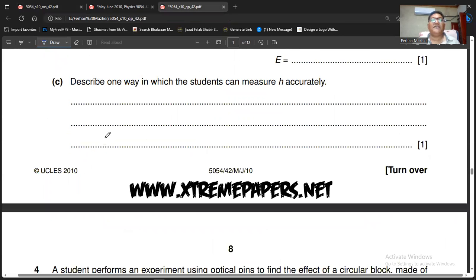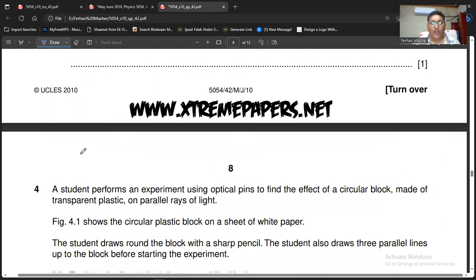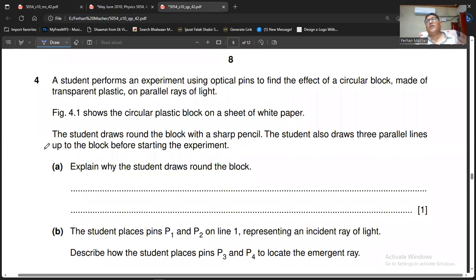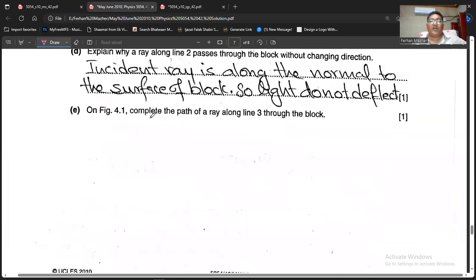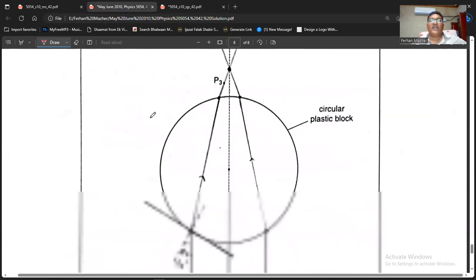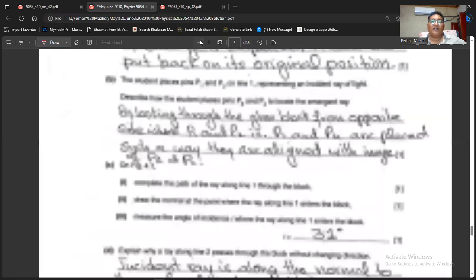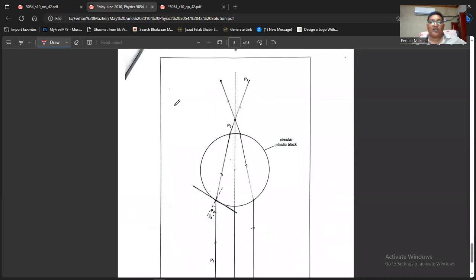Then we have question number 4. A student performs an experiment using optical pins to find the effect of a circular block made of transparent plastic on parallel rays of light. Figure 4.1 shows the circular plastic block on a sheet of white paper. So let me show you that circular block. They are talking about this circular block.